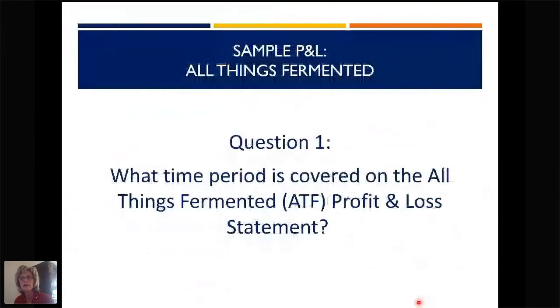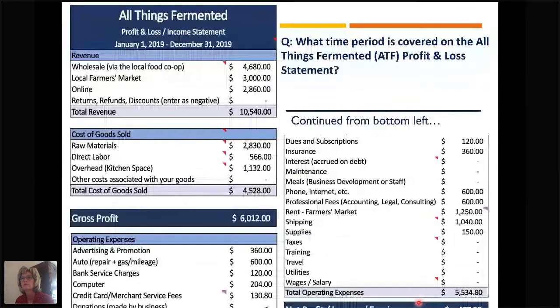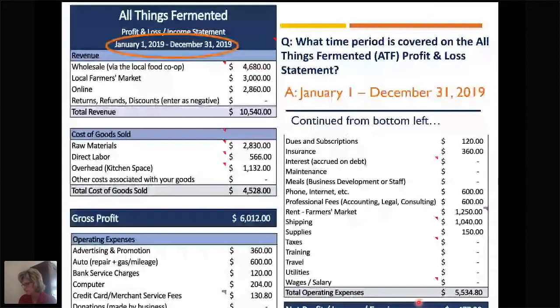What time period is covered on the All Things Fermented profit and loss statement? So here's the statement. What time period is covered? Somebody please venture a guess for me. Marissa says January through December of 2019. Yep, you're right, Marissa. Thanks for participating too. So yes, we can see that right at the top. That time period is an entire year.